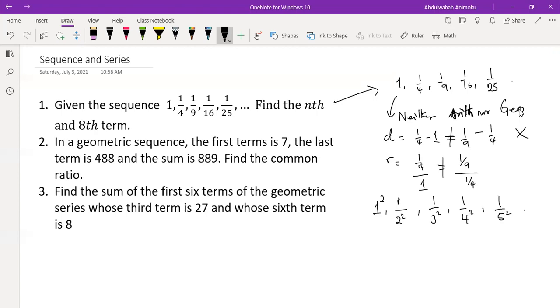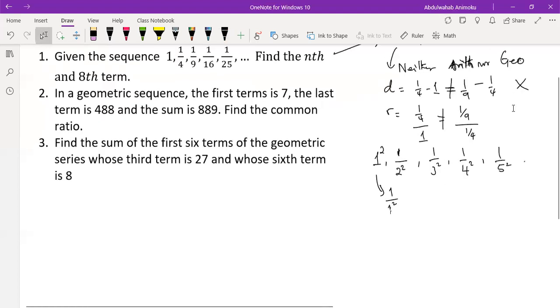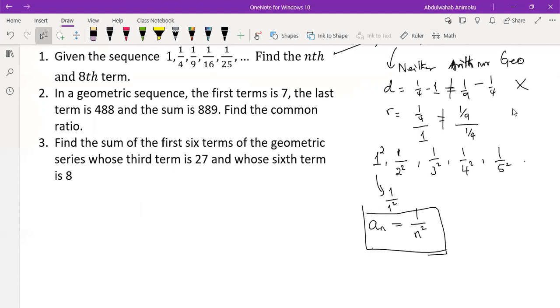Which means that we can write 1 squared as (1/1) squared. So we can deduce that the nth term of this sequence is (1/n) squared. The first term is (1/1) squared, the second term is (1/2) squared, and so on, so this is a reasonable conclusion for the nth term. Now we are asked to find the eighth term, which is just (1/8) squared, which is 1/64. So that will be the answer to the two problems.